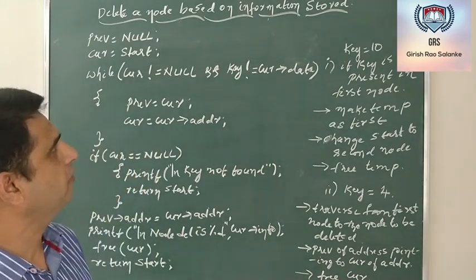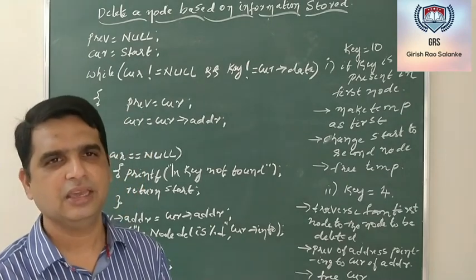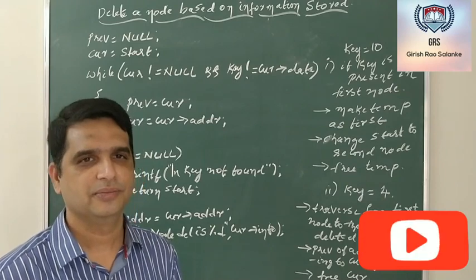This is about how to perform a deletion operation in a singly linked list based on the key supplied to us, or based on the information stored in one of the nodes. Thank you.